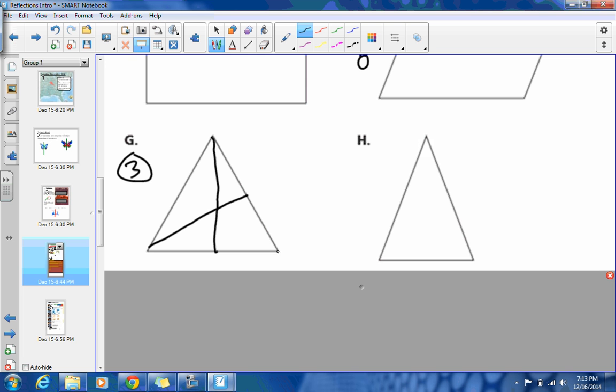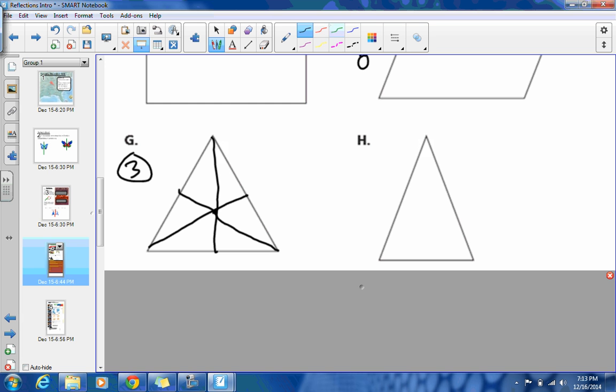You can also do the same thing right here. The neat thing about these is all these lines of symmetry would actually intersect at one point, and that would be called a point of concurrency, but we'll get to that later on in your math career. So that is how you find how many lines of symmetry.